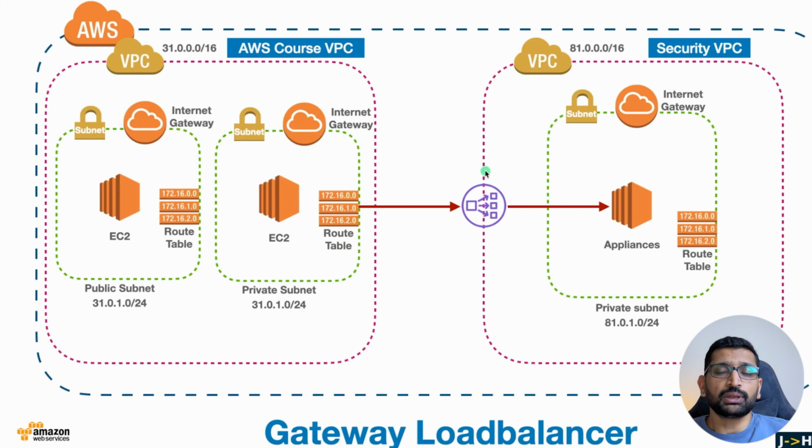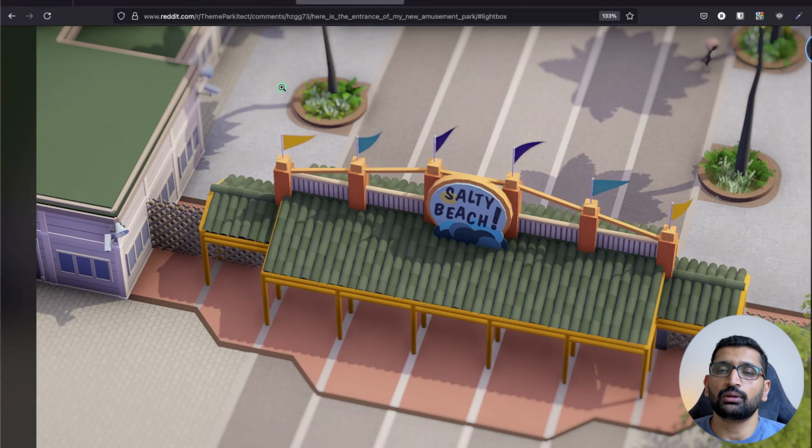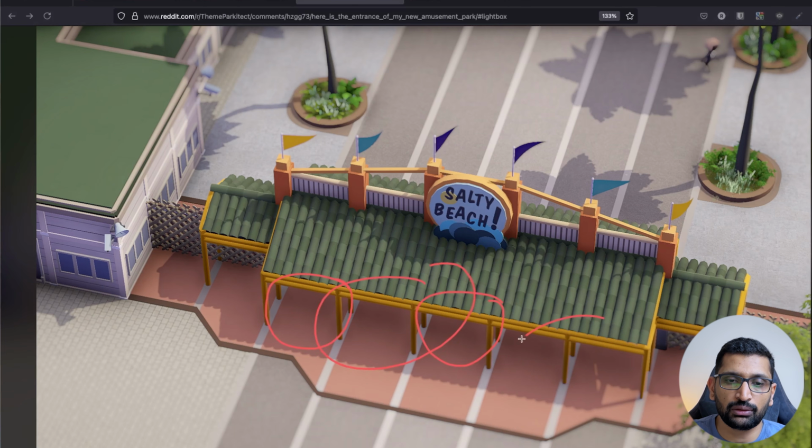Let's take a very simple example to understand the gateway load balancer in AWS. Here I would like to take a very basic example of an amusement park. You can see on the screen, this is a gate to enter the amusement park where people can go and enjoy multiple rides and have fun time with their kids. But you can see that this amusement park has multiple gates. Here is gate number 1, gate number 2, gate number 3, 4, and 5. So there are multiple gates through which you can enter the amusement park.